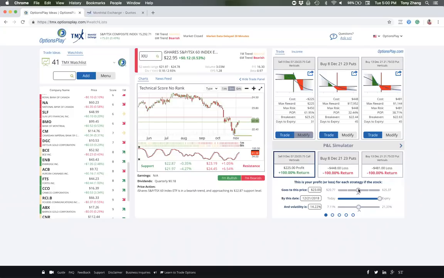It's just that when the stock does take a tumble, you're not going to be able to participate in that, because your reward on this is limited to the credit that you receive. So hopefully that helps illuminate a little bit of the difference between selling a credit spread and buying an outright put or a call, or even the debit spread.